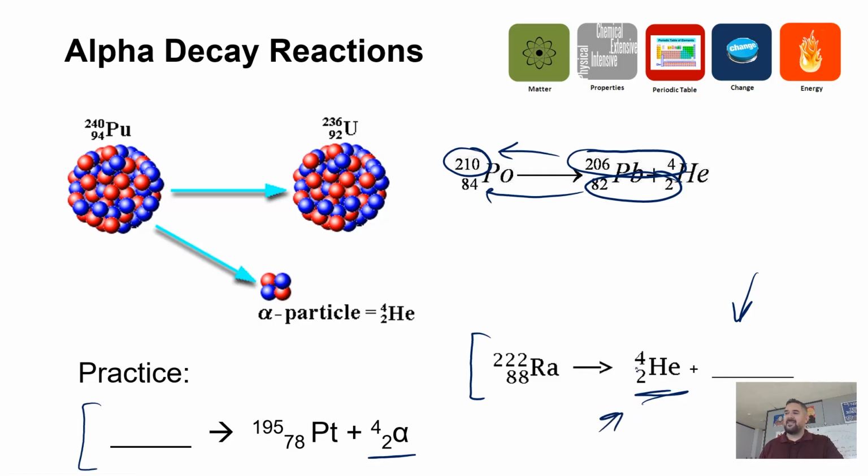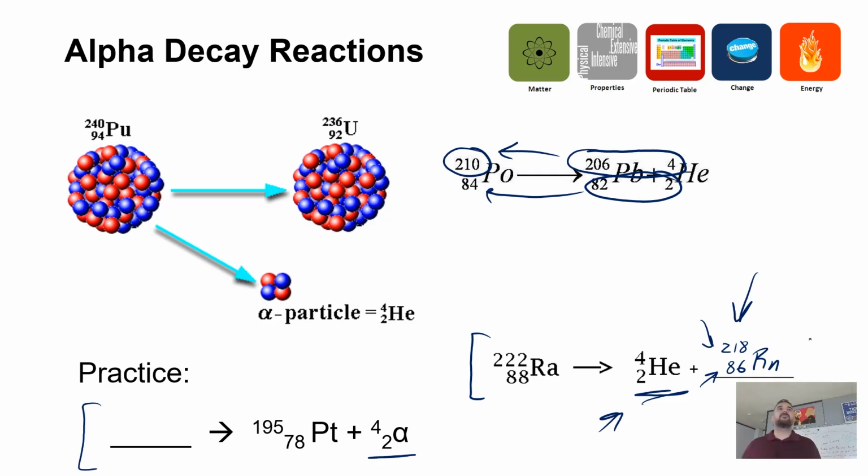So we already know this is alpha decay. How do we figure out the mass that goes here? Okay, we subtract. Good. So 222 minus 4, what does that leave us with? 218. And then how do we figure out the atomic number over here? All right, 88 minus 2, what does that leave us with? All right, we have 86. Now we look at the periodic table. What element has 86 protons? Radon. So this is going to be radon. And that's it. You're done.